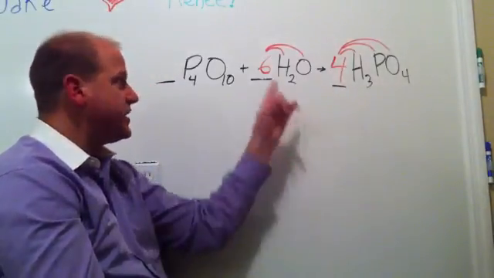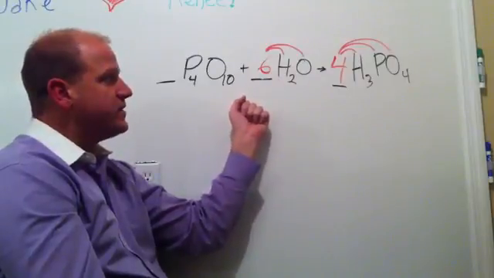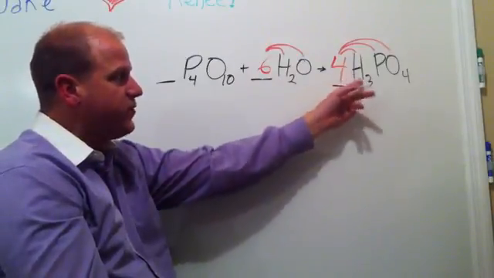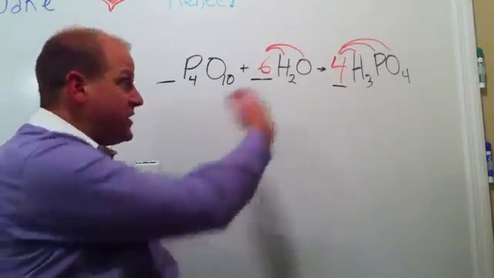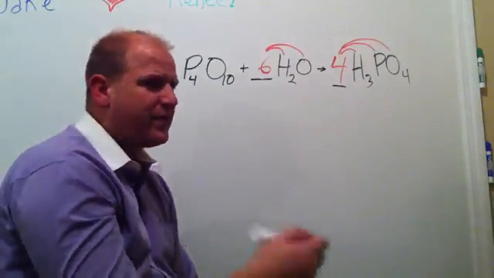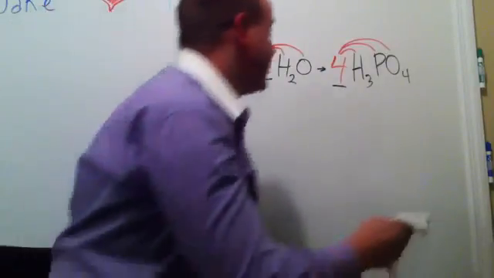So then I look at hydrogen. 12 hydrogen on my reactant side, and then on my product side, 4 times 3 gives me 12 hydrogen on my product side. So this is balanced. And that odd method, it is an odd method, but you can try it. You can try it. All right, well, let's do another one.